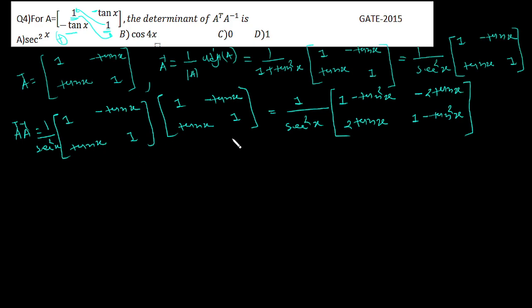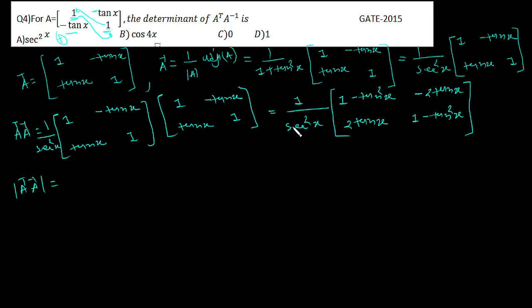Now we have to find the determinant. So let's find the determinant of A transpose A inverse. Now what we are getting is simply just okay. So let's find the determinant of this resultant matrix. So here we have to find the determinant of this matrix. Now the next step, be careful, you may make a mistake. Let's check for the determinant.